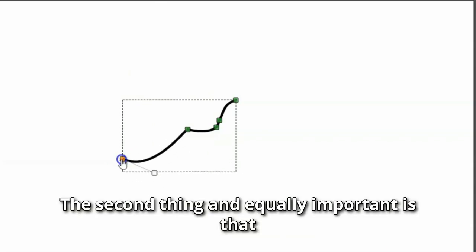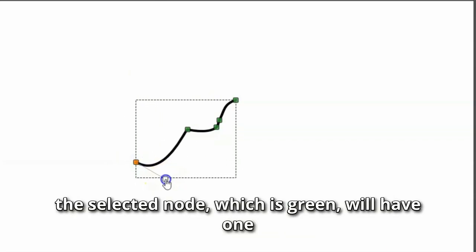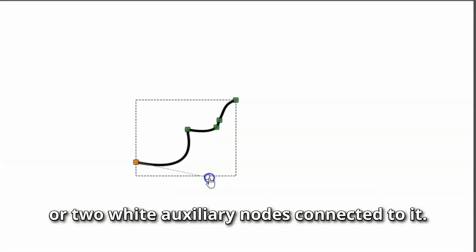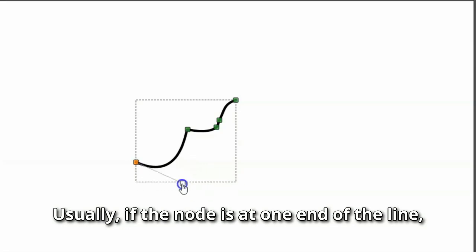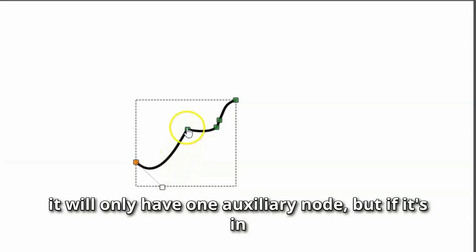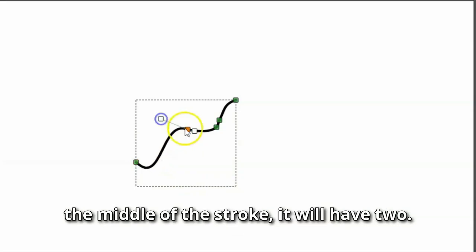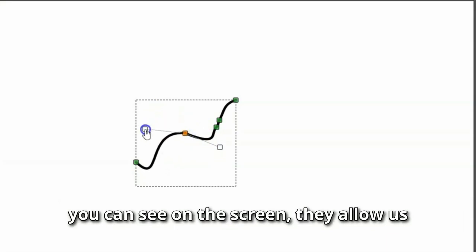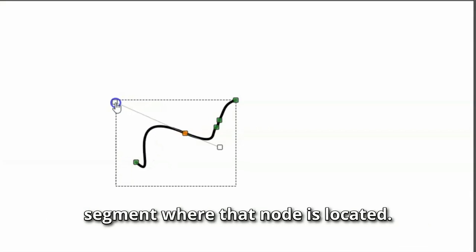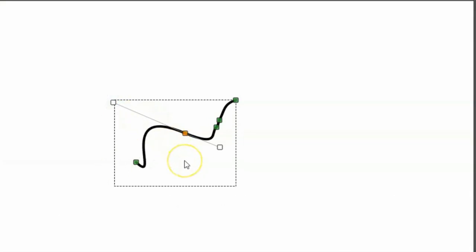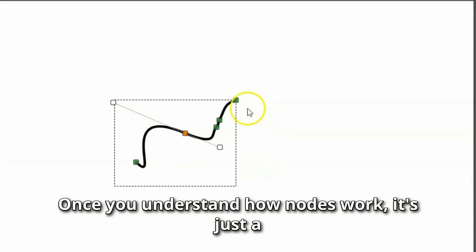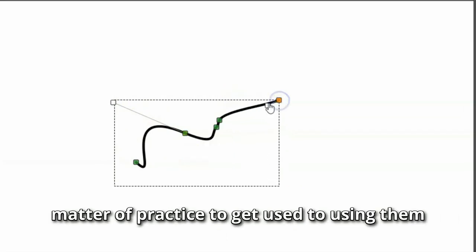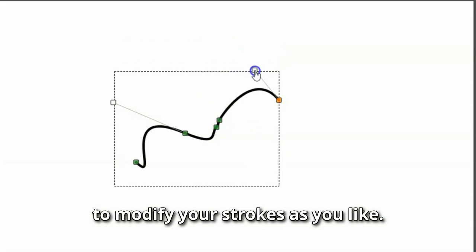The second thing, and equally important, is that the selected node, which is green, will have one or two white auxiliary nodes connected to it. Usually, if the node is at one end of the line, it will only have one auxiliary node. But if it's in the middle of this stroke, it will have two. These auxiliary nodes can also be dragged, and as you can see on the screen, they allow us to adjust the smoothness of the curve on the segment where that node is located. Once you understand how nodes work, it's just a matter of practice to get used to using them to modify your strokes as you like.